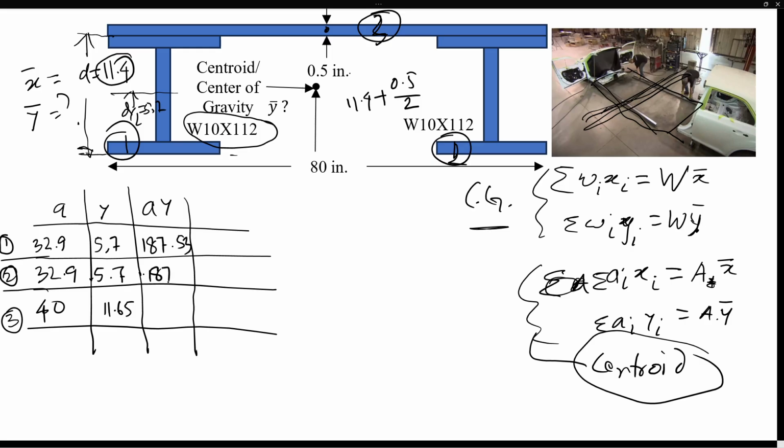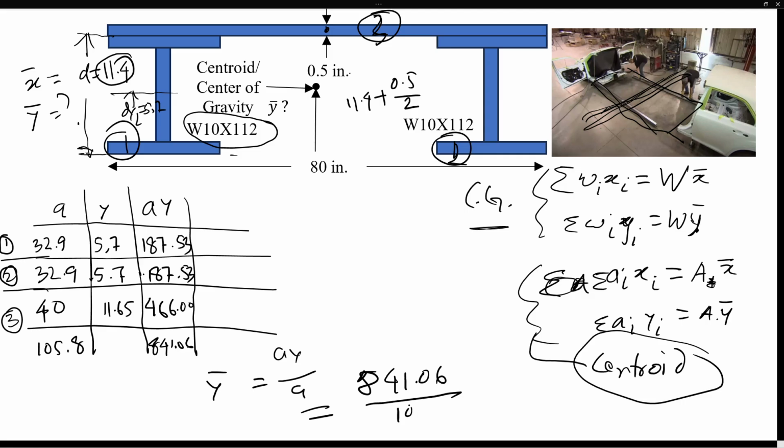Now you can multiply to get A y: this value I found is 187.53, another 187.53, and this one is 466. The sum of all the A y is 841.06, and the sum of all the area is 105.8. So simply, y bar would be the sum of A y divided by A, which is 841.06 divided by 105.8. I found y bar is equal to 7.95 inches from the ground.